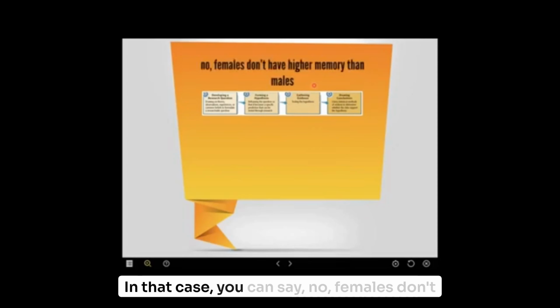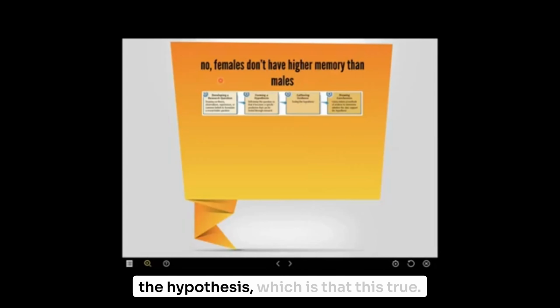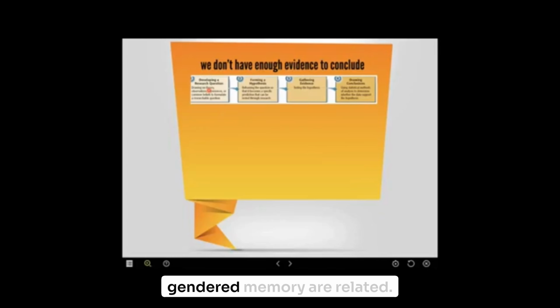In that case, you can say no, females don't have higher memory than males, but that's not the right thing to say. You only test your hypothesis, which is that there is a difference between the two. If you don't find a difference, it does not mean that there is no difference. It's just that the sample and the data you've collected is not sufficient to either support or reject the hypothesis, which is that the two are related. So rather you say, well, no, we don't have enough evidence to conclude that females have higher memory than males, or that gender and memory are related.